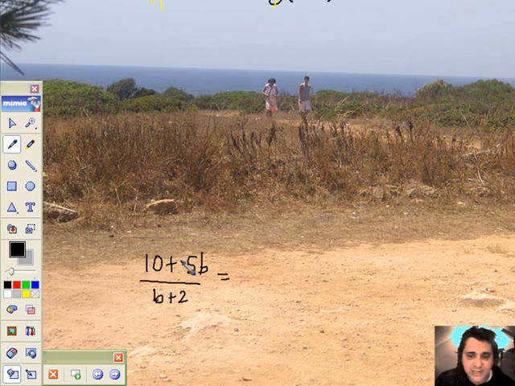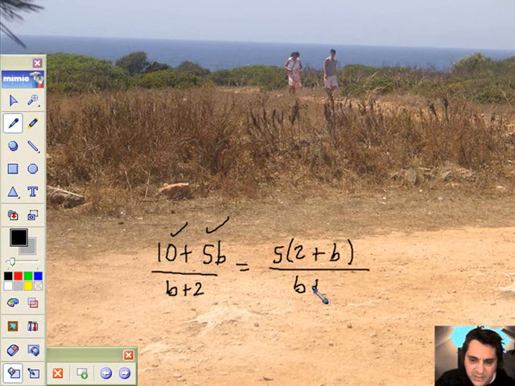You know about factorising? Take out the common factor of 10 and 5b, which is 5. So, what's left inside the bracket? Well, 5 times 2 makes 10. Got that one. And 5 times b makes 5b. So I've got that one. And that's all divided by b plus 2.